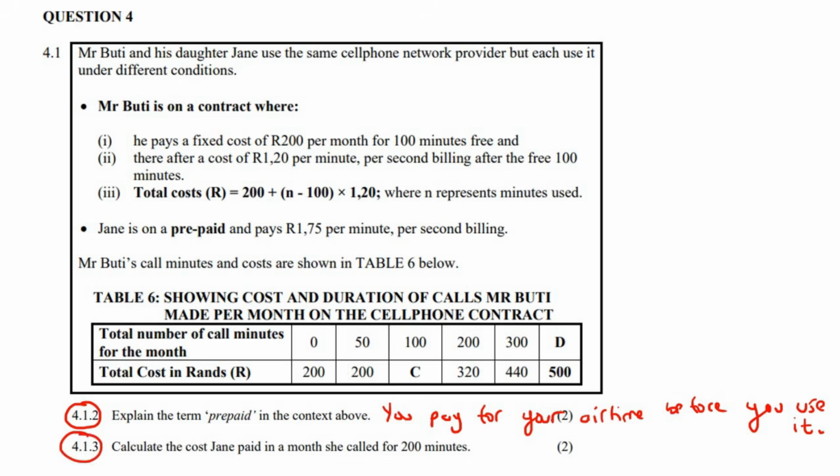This question says, calculate the cost Jane paid in a month if she calls for 200 minutes. Well, her system is really easy. She just pays R1.75 per minute. So you can just say 200 multiplied by 1.75, and that will be 350 Rand.